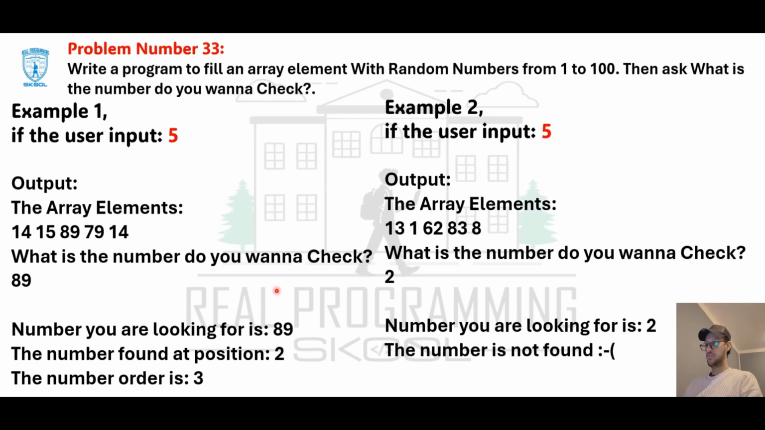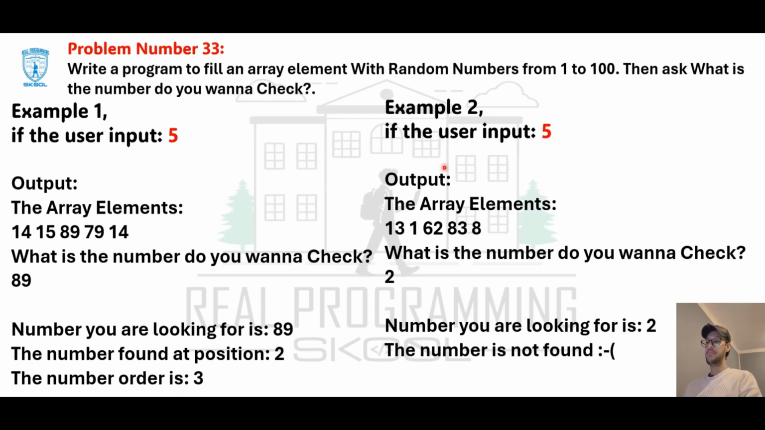Yes, I want to check 89. The number found at position 2. That's correct, position according to array indexes, okay? And that's true, it's at position 2 because 14 is position 0, 15 is position 1, and 89 is position 2, because the array indexes start from 0. After that, when you display this last string, the number order is 3. That's also correct because if we count these 5 random numbers in order, we will find that 89 is in position 3, or the number order is 3, because 14 is 1, 15 is 2, and 89 is in order 3.